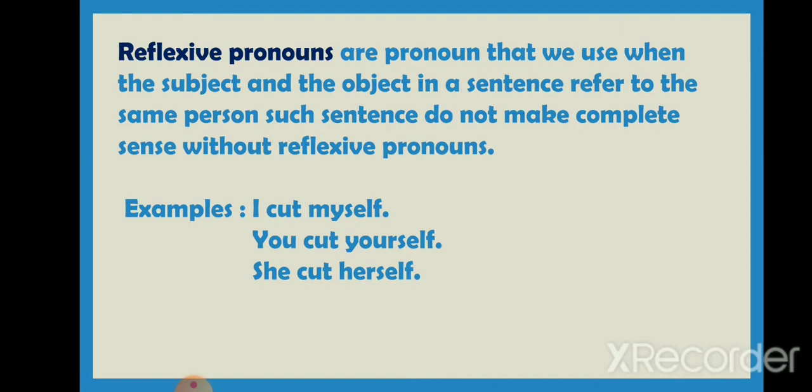Reflexive pronouns are pronouns that we use when the subject and the object in a sentence refer to the same person. Such sentences do not make complete sense without reflexive pronoun. For example, I cut myself. So here the subject and the object refer to the same person, that is I. You cut yourself. Here the subject and the object refer to the same person, that is you. She cut herself. Here also the subject and the object refer to the same person, that is she.